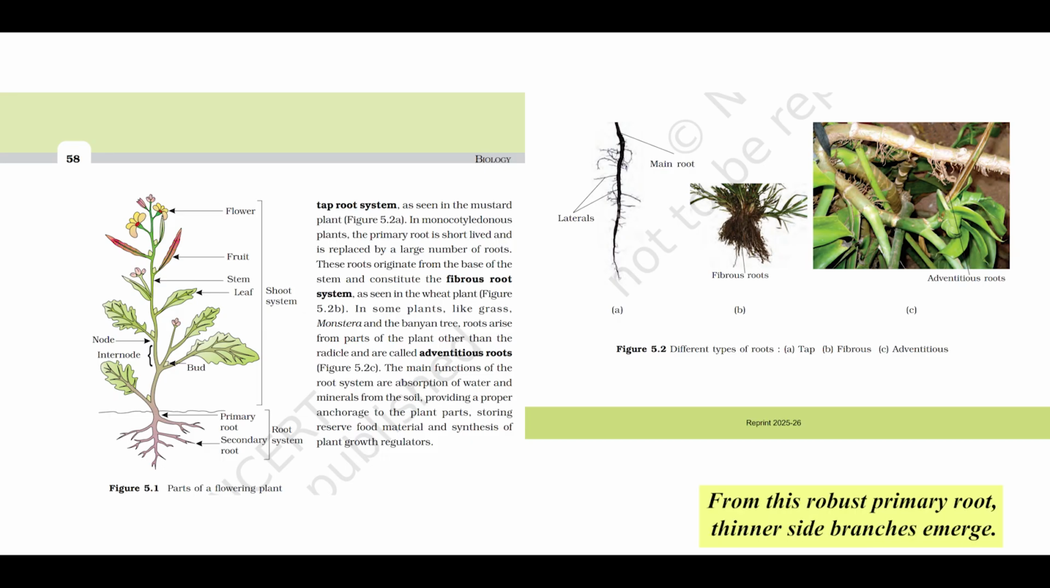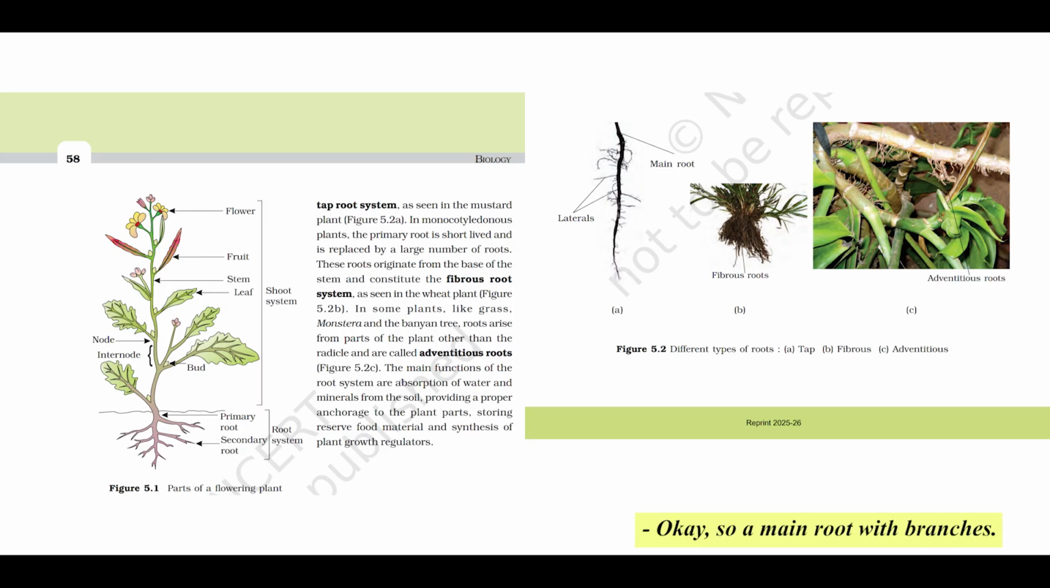From this robust primary root, thinner side branches emerge. We call these lateral roots of several orders. You get secondary roots branching off the primary, then tertiary roots off the secondary, and so on. Together, this strong primary root and all its subsequent branches form the taproot system. If you look at Figure 5.2a in your study material, you'll clearly see that distinct, thick main root with thinner lateral branches extending from it, almost like a miniature tree underground.